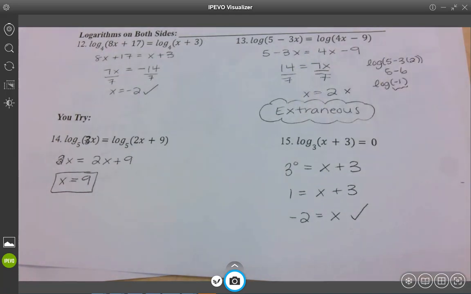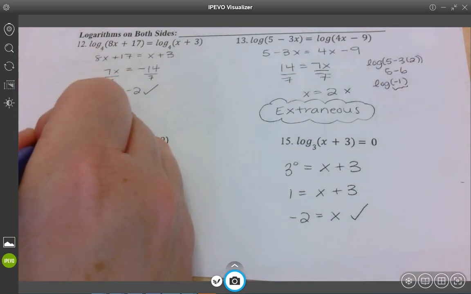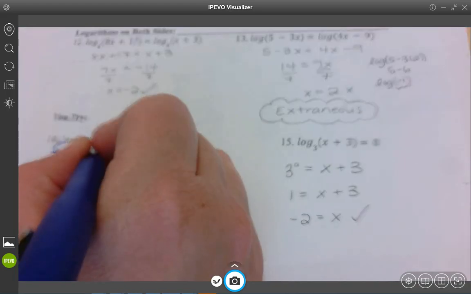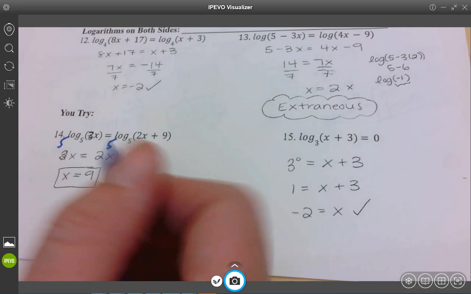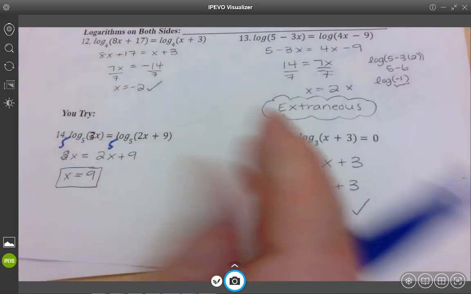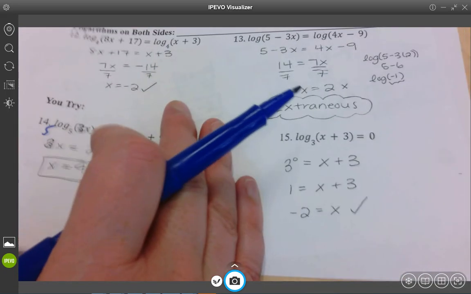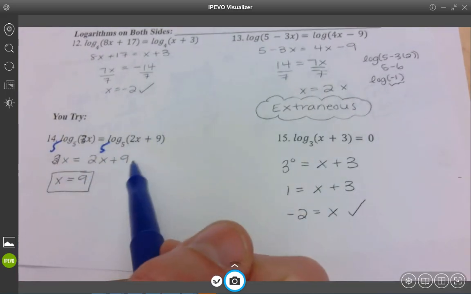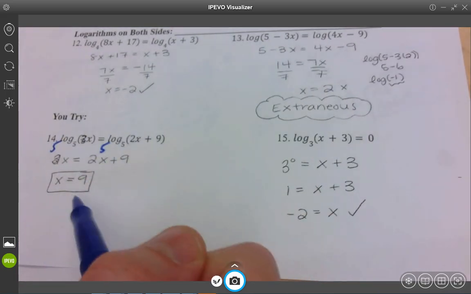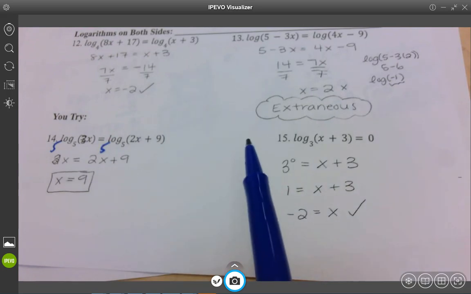Okay, so for this one, you could exponentiate by raising both sides. So it's 5 to the power log base 5 of 3x. And then that gives you, is it 3x or 2x? Looks like somebody corrected the problem. It's 3x. So that gives you 3x equals 2x plus 9. And that should solve to be x equals 9. Questions on that one?